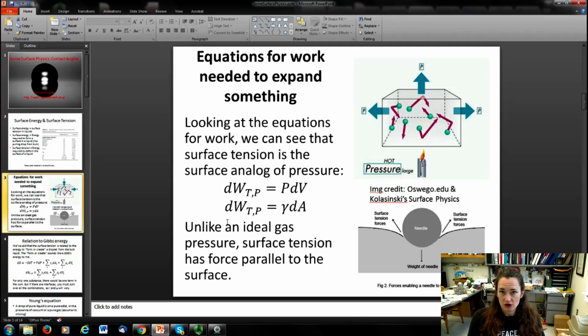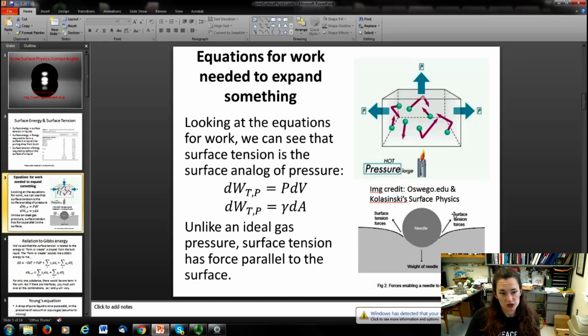Now, unlike an ideal gas pressure, surface tension has a force parallel to the surface. So you can see here, if you're trying to take a needle head and push it down into the surface of something like water, then the surface tension forces pull up along the surface of the water as it gets deformed.